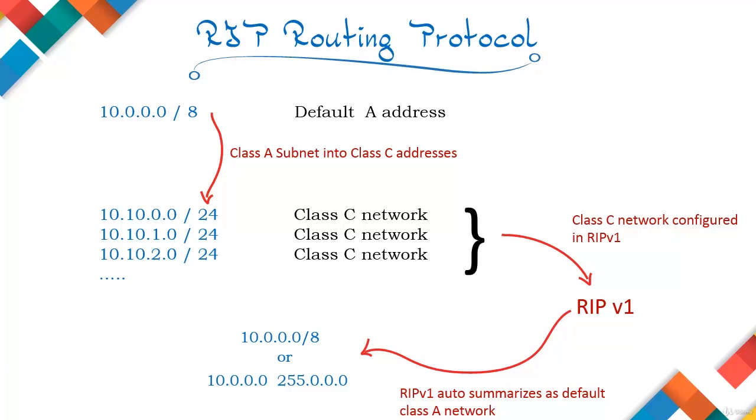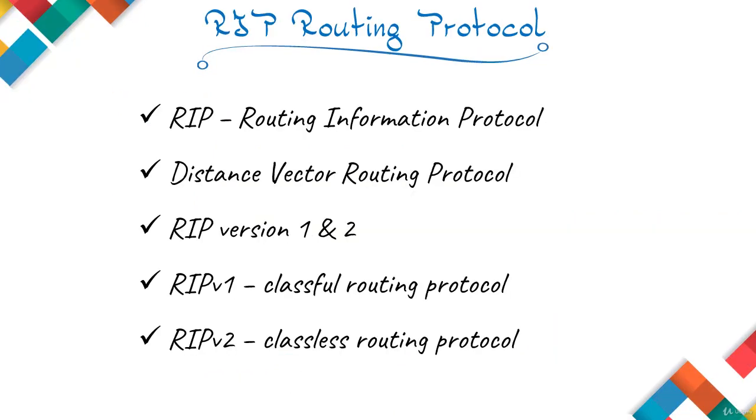Because at the time when RIP version 1 was invented, there were not many devices on the network and there was an abundance of IP addresses, and nobody even considered variable length subnetting. But now the time has changed. We are running out of IPv4 addresses and most of the organizations have started migrating to IPv6.